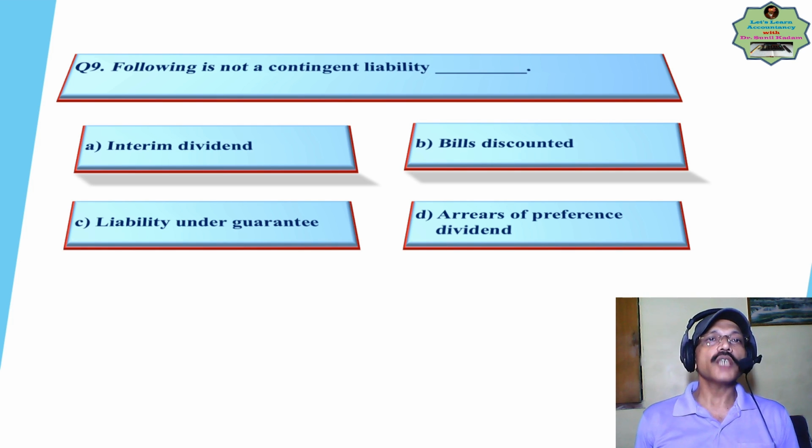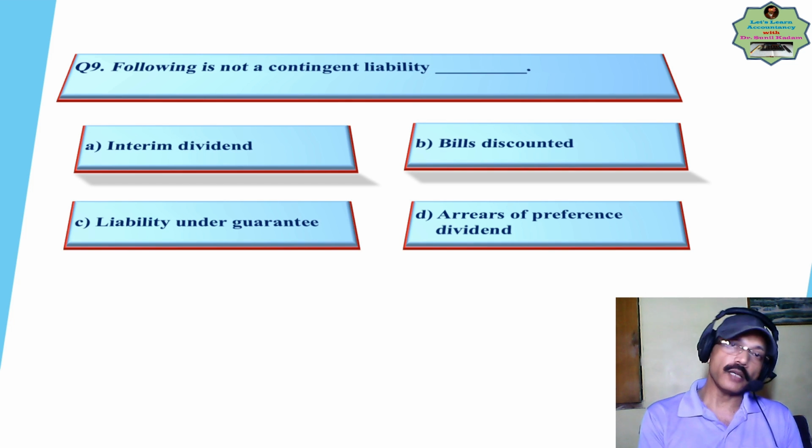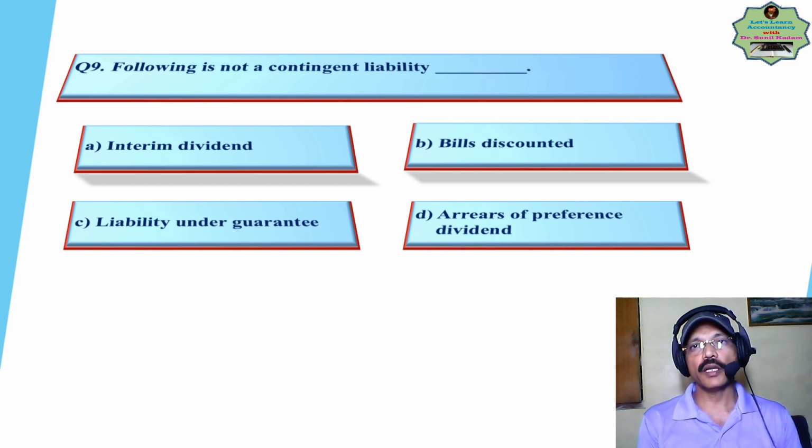So let us discuss interim dividend. Interim dividend is supposed to be paid immediately after it is declared. Therefore interim dividend is not a contingent liability. Now let us understand what a contingent liability is. It is a liability which may become a liability in the future. Why in the future? Because in the future there is an uncertain event. If that event happens, then it can be a liability, otherwise it will not be a liability.